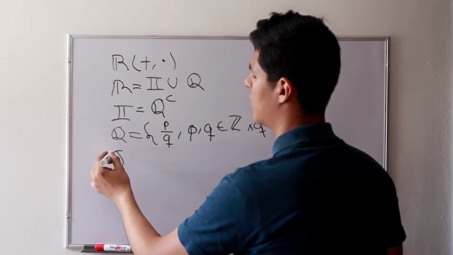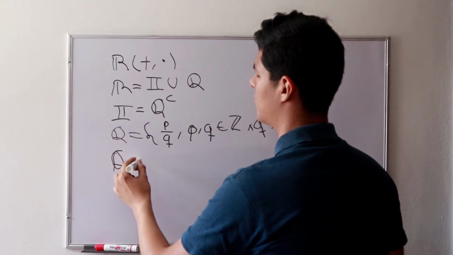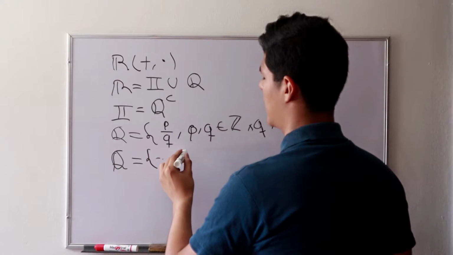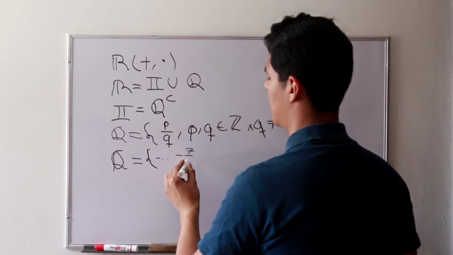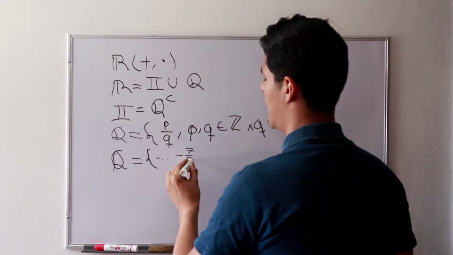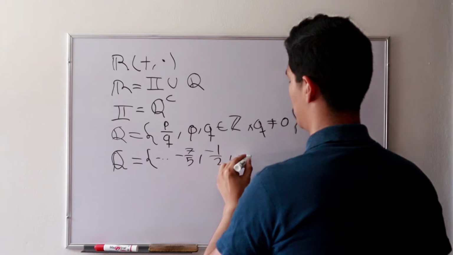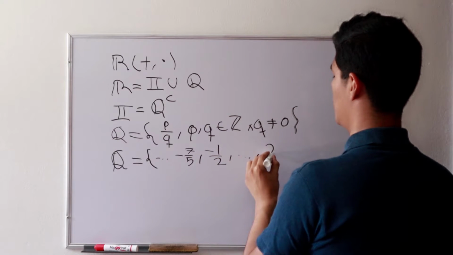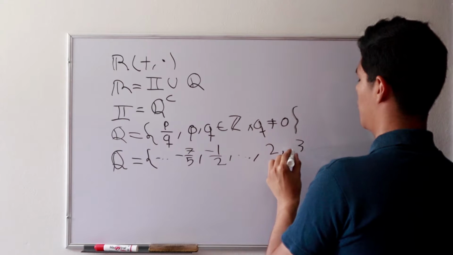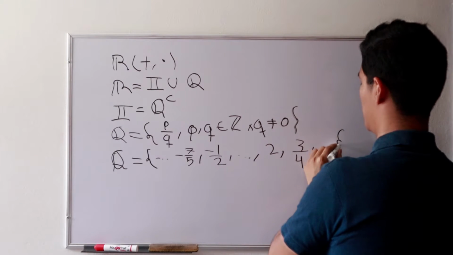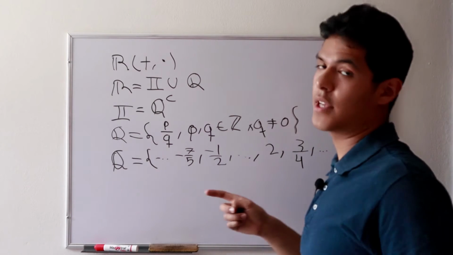What kind of examples can we make? It can be minus 7 divided by 5, minus 1/2, 2, 3/4, etc. So these are the rationals.